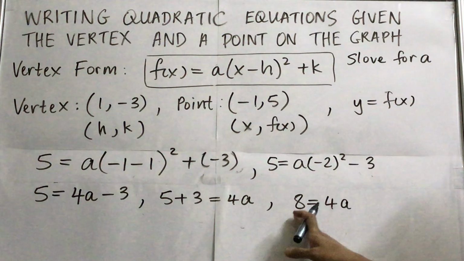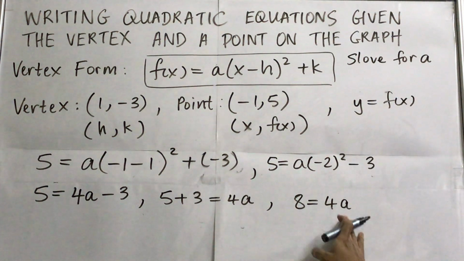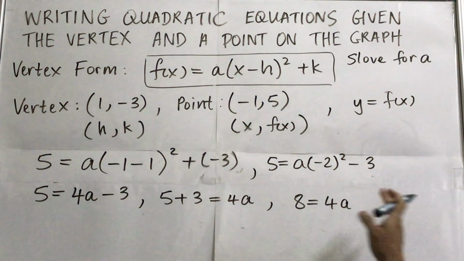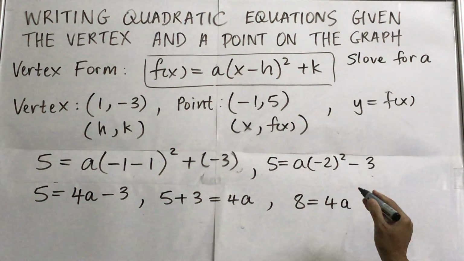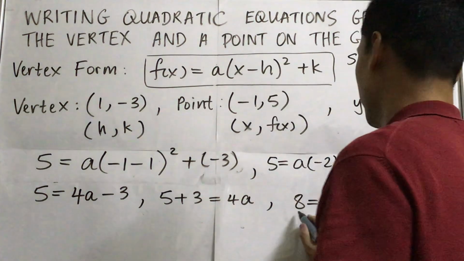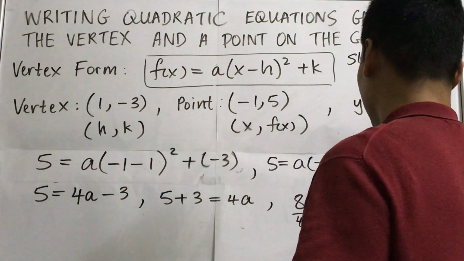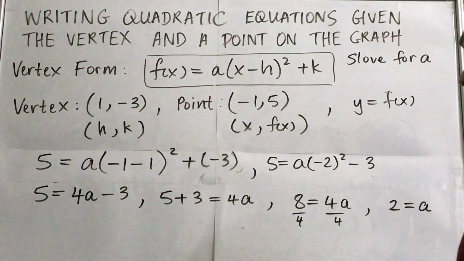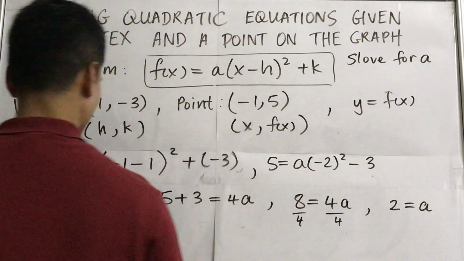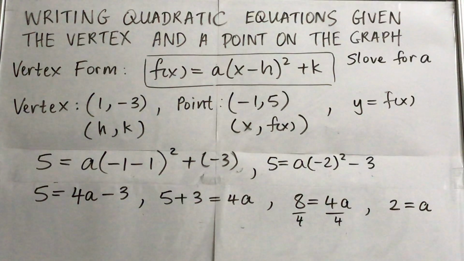What do we do to both sides? Do we divide or do we multiply? The 4 is multiplying the a, so we should divide. Divide both sides, and you'll finally get 2 equals a. And now we have solved for a.